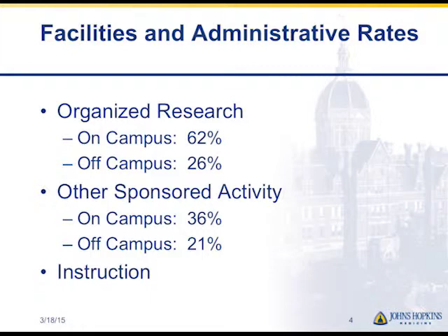If your research is other sponsored activity, and some examples are service projects, travel grants, support for conferences or webinars or workshops, if it's done on campus, we use a 36% rate, and off campus, we use a 21% rate. And finally, you can do instruction, which is usually if you're submitting a fellowship or a career award. We do have a negotiated rate, but the reason I did not put the rate on the slide is because currently with NIH, most of those are capped at an 8% F&A rate. And the RFA that you're submitting to would state that.